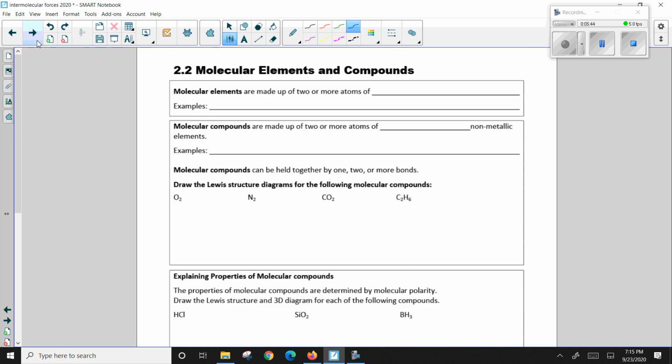You also have this worksheet as well. This one is another good review. It has some really good, solid test-type questions on here. So work on this and you can check your answers as well. So that's it for intermolecular forces.